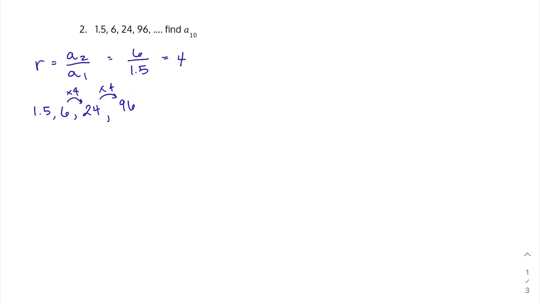That tells us that we are working with the following formula, right? We're working with the geometric formula. An equals a1 times r to the n minus 1, where a1 is the first term, r is your common ratio, and n is your position, and an is the value of the term at that position. Okay?